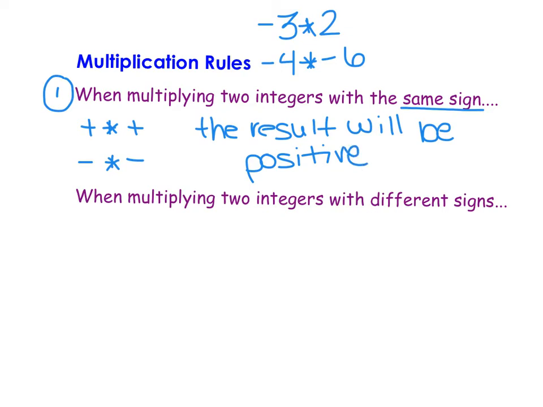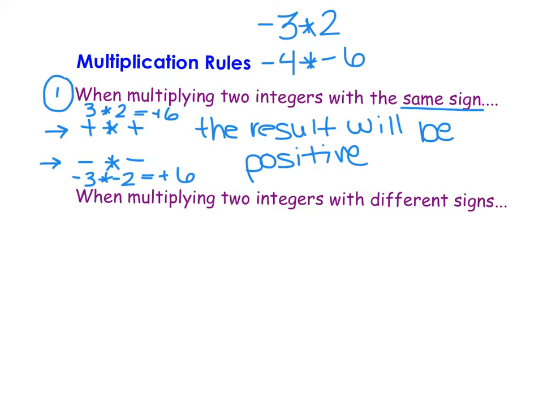So that means if you have a positive number times a positive number, something like 3 times 2, that's going to equal a positive 6 because it's 2 numbers with the same sign. Similarly, if we have 2 negative numbers, like -3 times -2, that will also equal a positive 6. So if you have 2 numbers with the same sign being multiplied, your result is going to be positive.